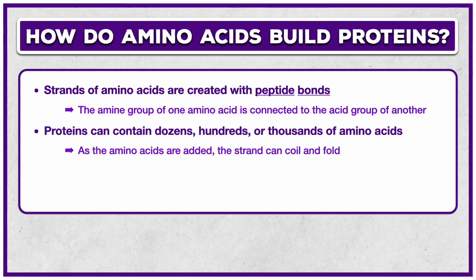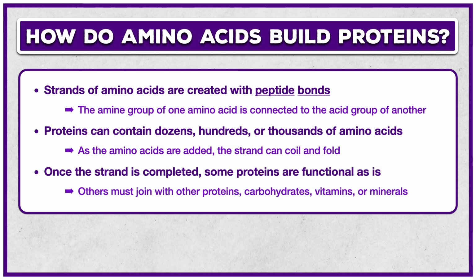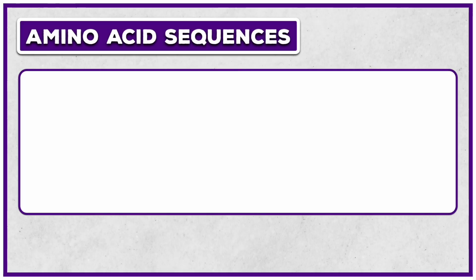Proteins can contain dozens, hundreds, or thousands of amino acids, and as the amino acids are added, the strand can coil and fold so that many complete proteins take on a globular or spherical shape. Once the strand is completed, some proteins are functional as is, others must join with other proteins, carbohydrates, vitamins, or minerals. Thanks to amino acid sequences, the body knows what proteins to build and how to make them.